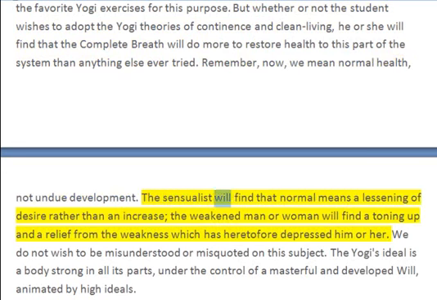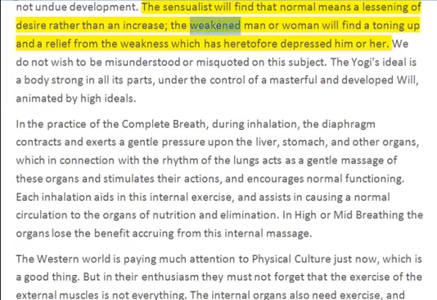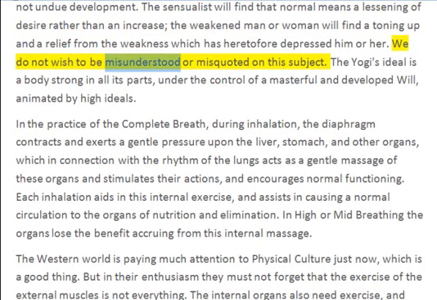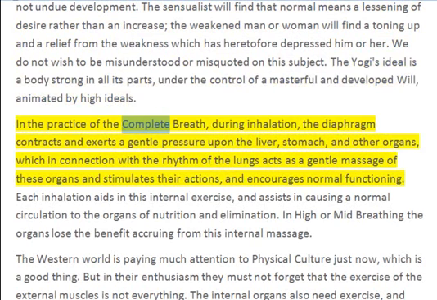The sensualist will find that normal means a lessening of desire rather than an increase. The weakened man or woman will find a toning up and a relief from the weakness which has heretofore depressed him or her. We do not wish to be misunderstood or misquoted on this subject. The yogi's ideal is a body strong in all its parts, under the control of a masterful and developed will, animated by high ideals.